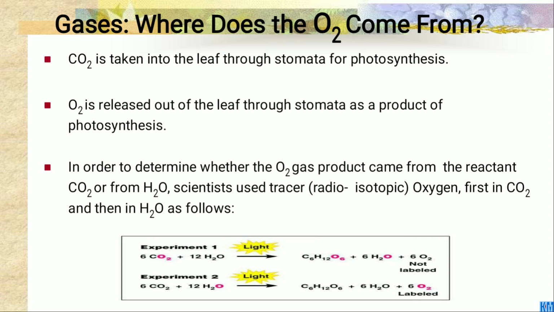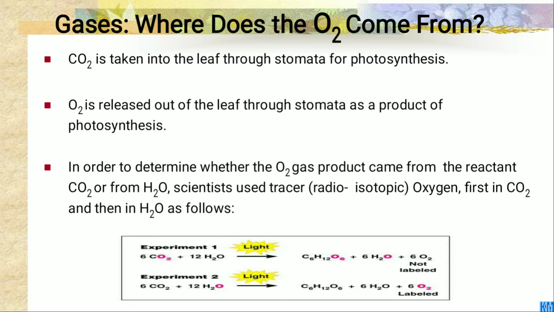The stomata absorb the CO2 for photosynthesis, and O2 is released out of the leaf through the stomata as a product of photosynthesis. We understand that CO2 is taken in through the stomata for photosynthesis and O2 is released out of the leaf through the stomata as a byproduct of photosynthesis.